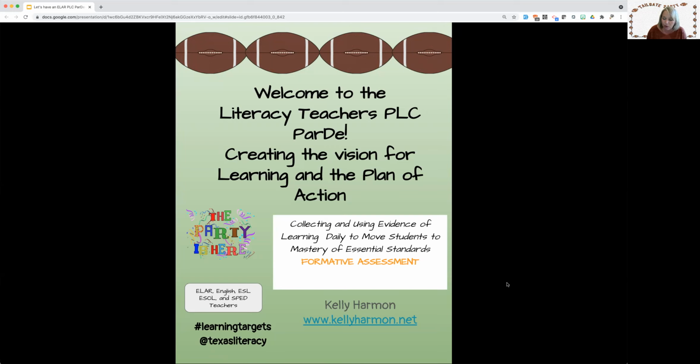So today, I really just want to focus in on picking up where we left off. We were formally talking about taking our essential TEKS, breaking them down into the learning targets for the unit. And today we're going to talk about collecting and using the evidence of the learning daily so that we can move students towards the mastery of those essential standards. And so formative assessment is our big topic for the day.